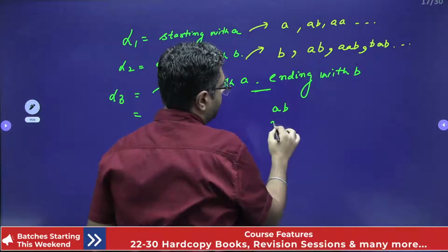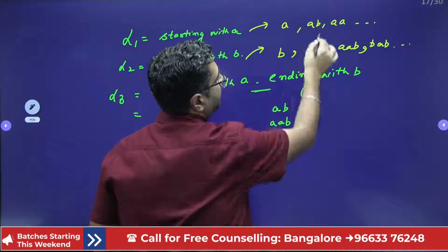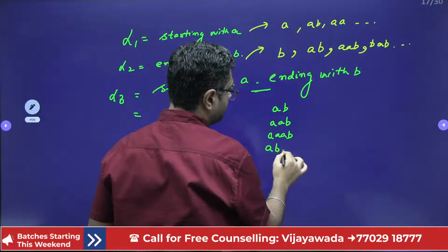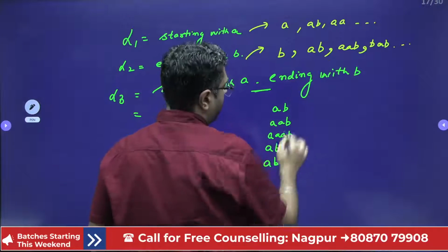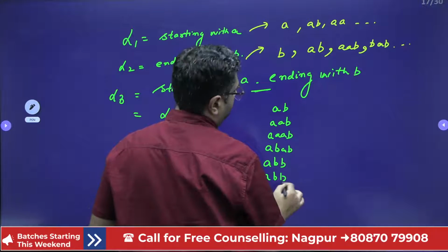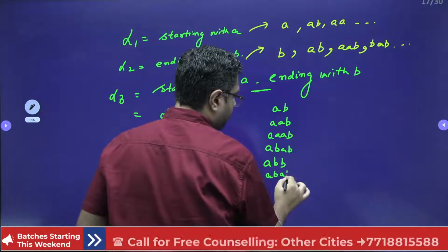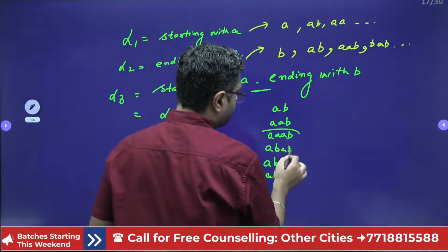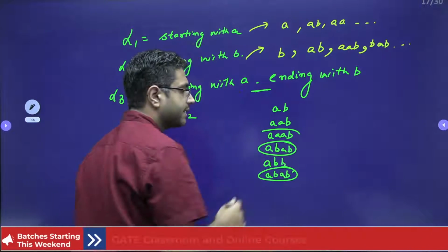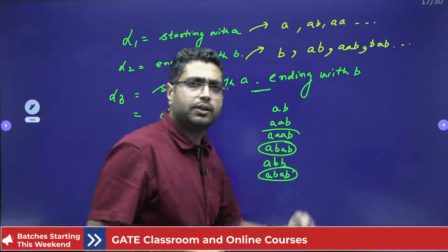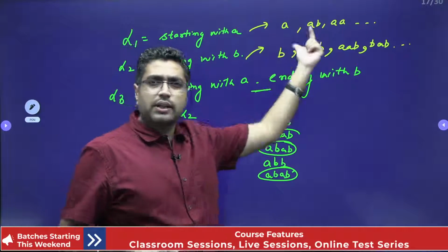A followed by AAB, again accepted. A followed by double A, B, again accepted. A followed by BAB, again accepted. AB followed by B, ABB accepted. AB followed by AB, ABAB, again accepted. So you have got ABAB twice. But since it is a set, you can remove the duplicate. This is the concatenation of the two languages.